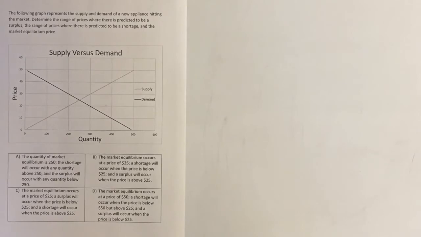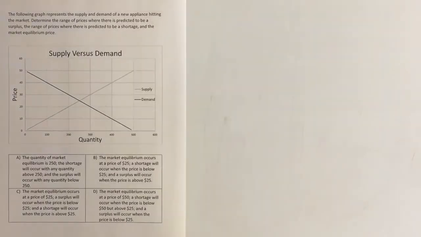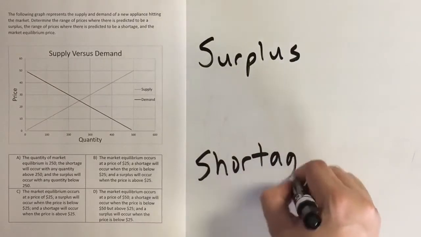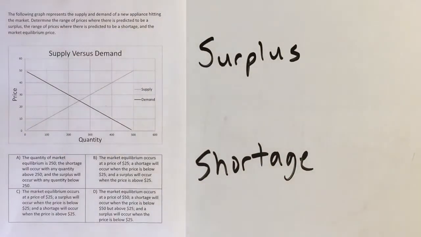Determine the range of prices where there is predicted to be a surplus, the range of prices where there is predicted to be a shortage, and the market equilibrium price. Before we even approach the problem, we need to talk about these economic terms: surplus and shortage. These are easily defined.